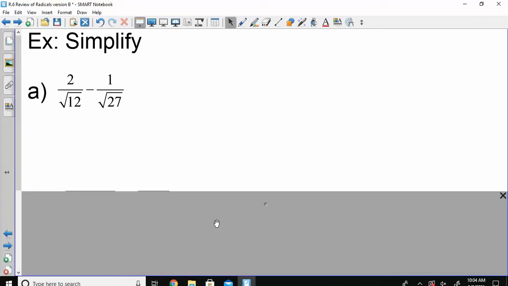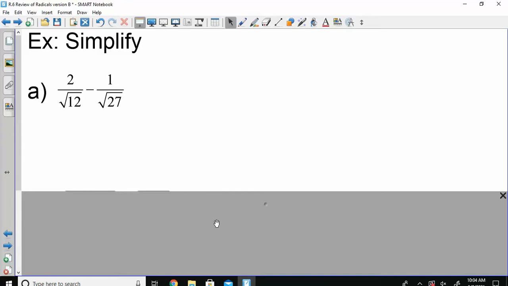We have 2 fractions, 2 separate fractions. First of all, we know if we want to add or subtract fractions, what do we need? Common denominator. We also know we can't leave the radical off on the bottom. And looking at these radicals, can they be reduced at all? They're not perfect squares, but could you pull any perfect squares out? Yes. So there's a lot of stuff that we can do here.